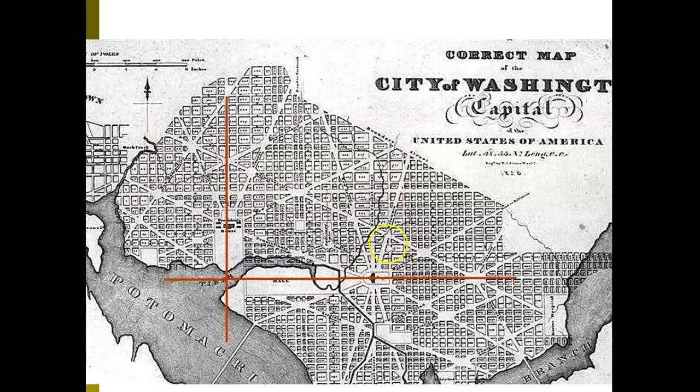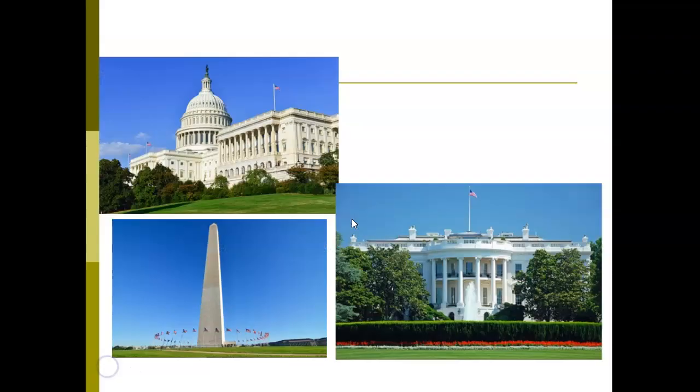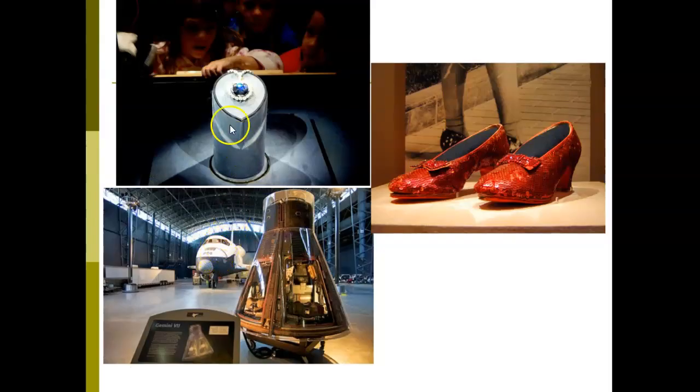So Washington, D.C. is a planned city. So there is the mall that we were just talking about. And of course, Washington Monument, Lincoln Memorial, the Capitol, the various Smithsonian museums, and so forth. So the other iconic ones that we mentioned, a little closer up, the White House and the Capitol, and the Washington Monument. And then these would be from the Smithsonian. It's the infamous Hope Diamond. You can see Dorothy's red shoes from The Wizard of Oz. You can see various space capsules.